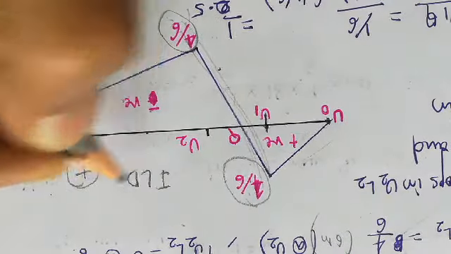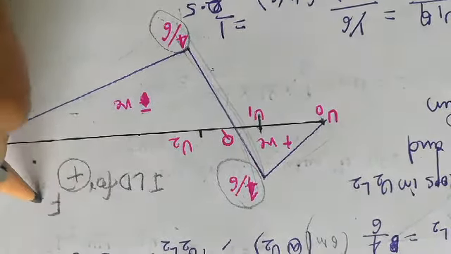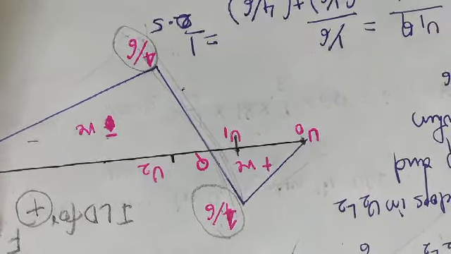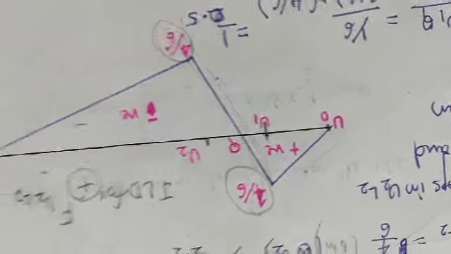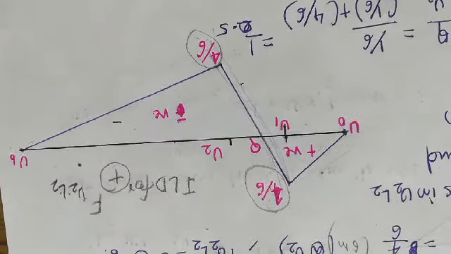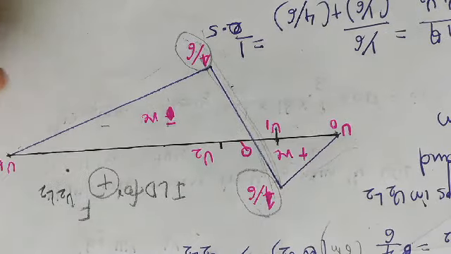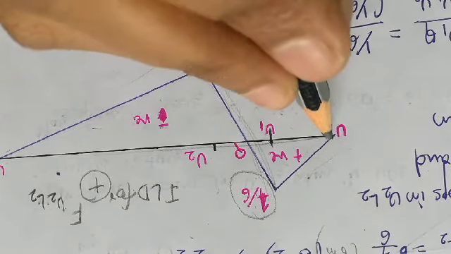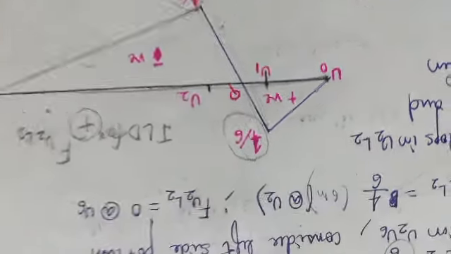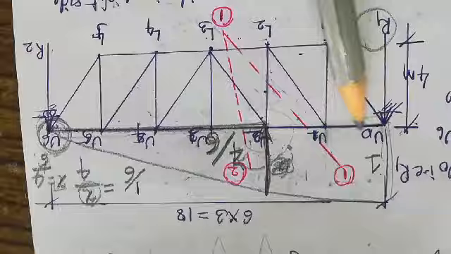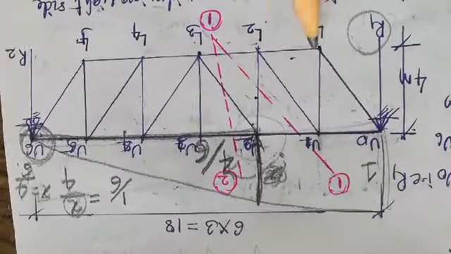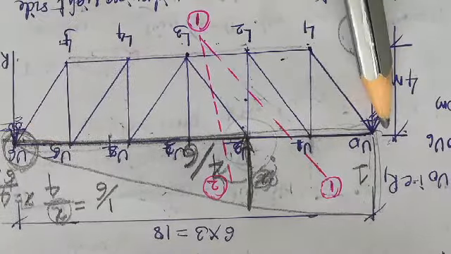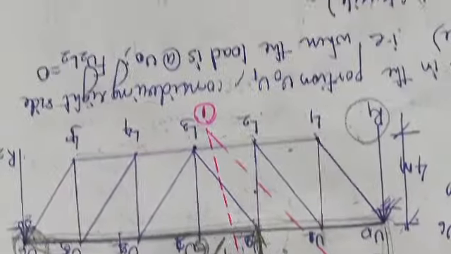This is the influence line diagram for the force in U2 L2. Why are we taking this as our reference line? Because the load is moving on the top chord members. We cannot draw it here because the load is not moving here. The load is moving on the top chord members, so we have to take this as our reference line.